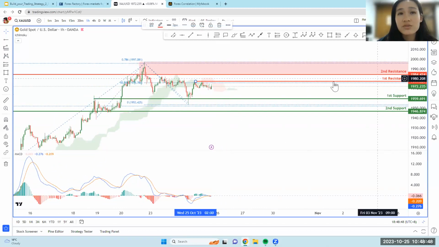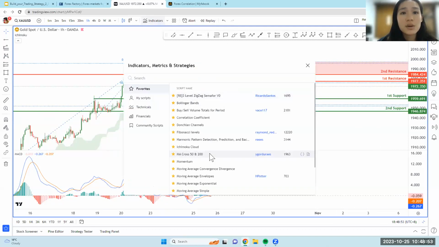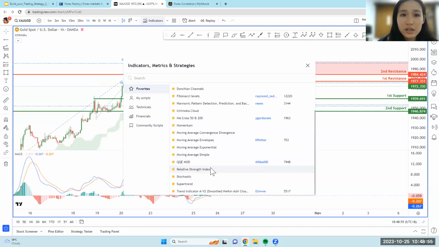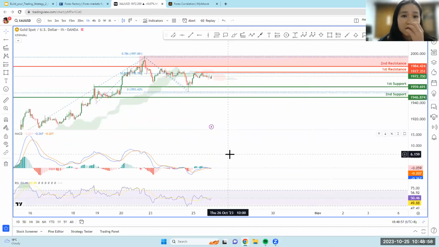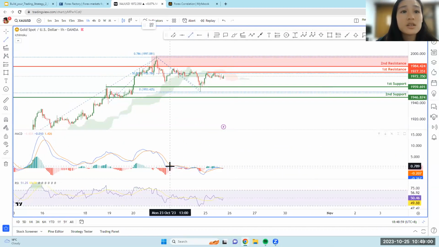Overall, both of these signals are bearish. So I can go in for a sell from my first resistance to my first support. But just to double check, I'm going to go in with another indicator as well.